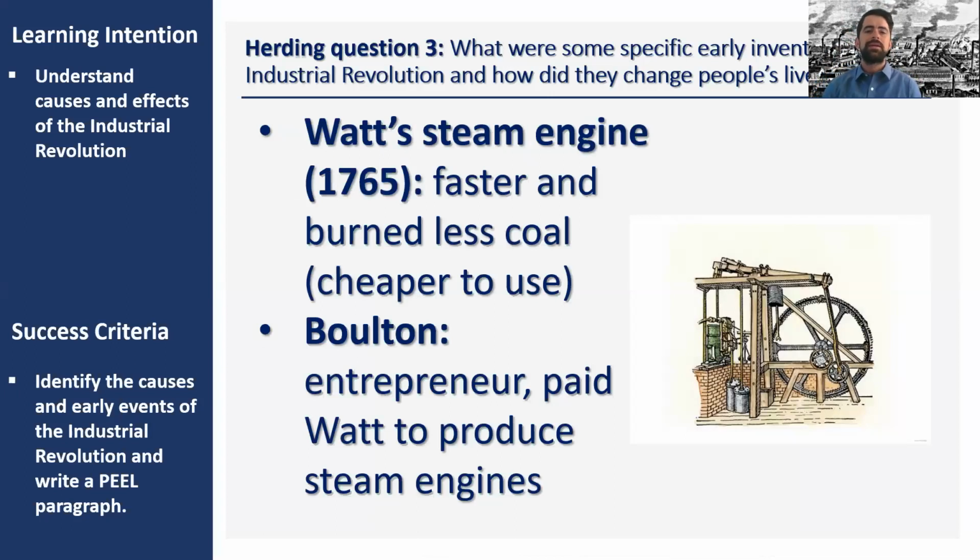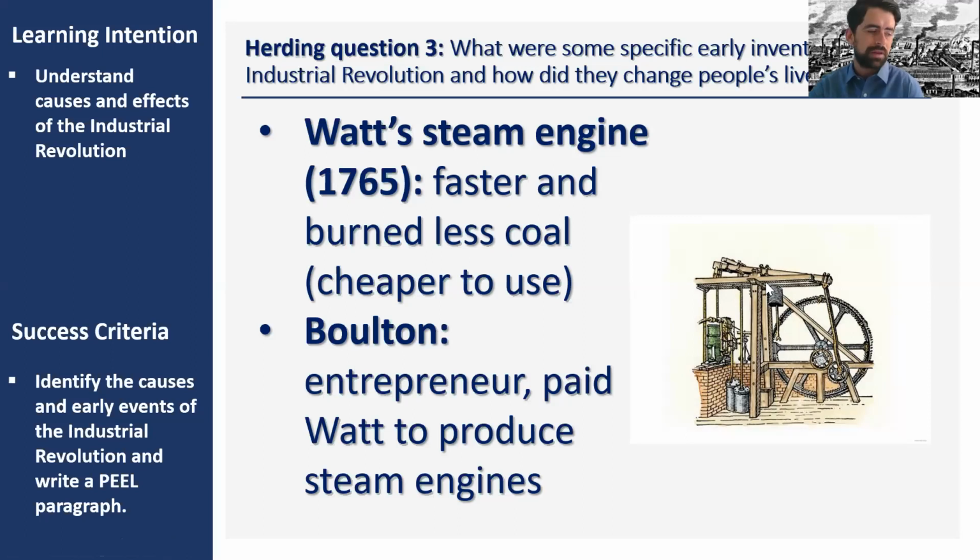Okay, so the first key invention, which you may have heard of, is Watt's steam engine. And that's going to come up on page 287 of the reading. What it meant was it was faster and it burned less coal and was cheaper to use. It was a way to create, through steam, a new method of energy, which could be used to power factories, but most importantly in this case, power the transportation itself.